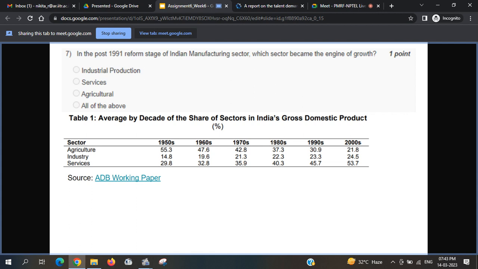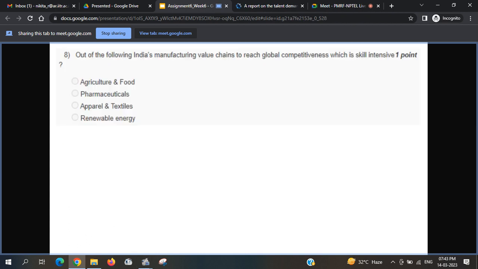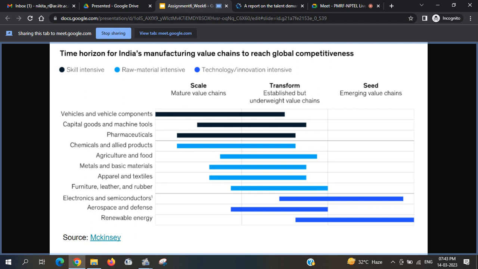Then the next question is about the growth of the manufacturing sector and service sector after the 1991 economic reforms. Then this question is about global competitiveness: which specific industries are skill intensive, raw material intensive, and technology intensive, and at what stage they are in terms of reaching the level of global competitiveness.